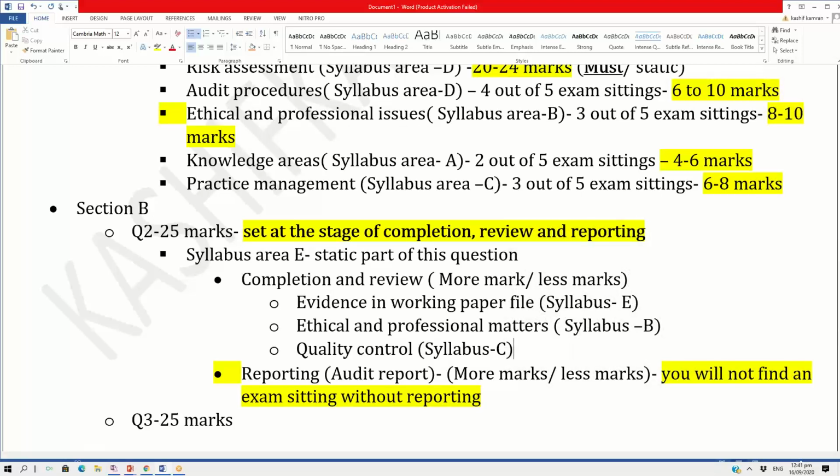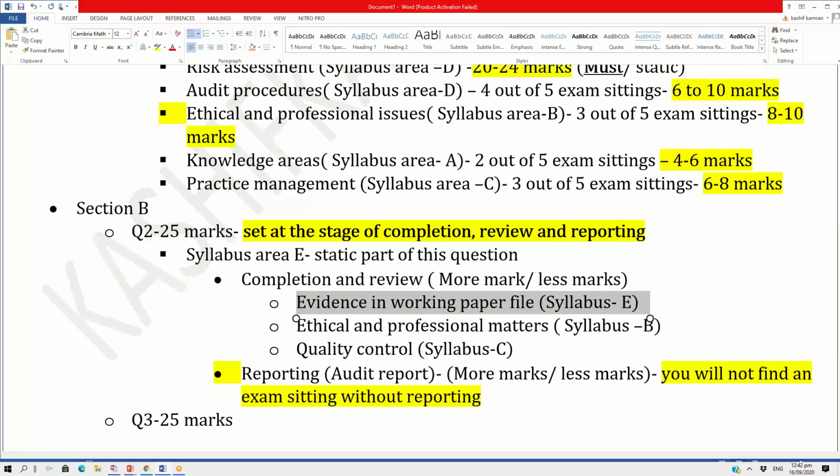But syllabus area E basically consists of the evidence in the working paper file, which is a very static area, and syllabus area E consists of the audit report. So not just question 2 consists of the syllabus area E. You have already heard that the syllabus areas A, B, C can also be in 2 and 3, so this is nothing strange. So apart from getting syllabus area E in question number 2, can we get other syllabus areas like A, B, C in question 2?